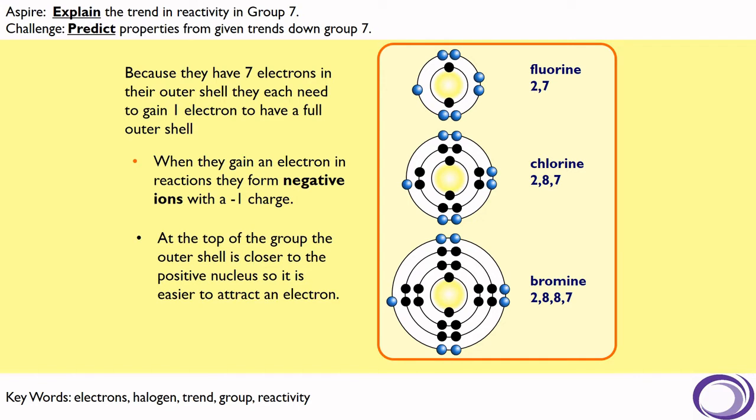Now, at the top of the group, the outer shell is closer to the positive nucleus. It will be easier for fluorine to gain that electron than bromine will, because bromine's outer shell is further from that positive nucleus, which means that fluorine is much more reactive because it's easier for it to gain that electron.